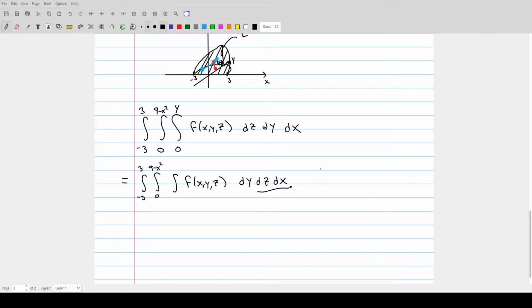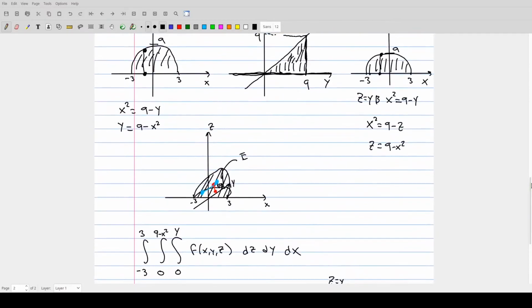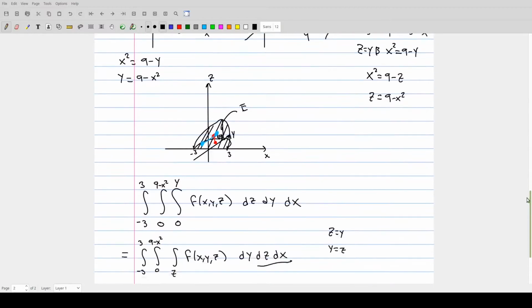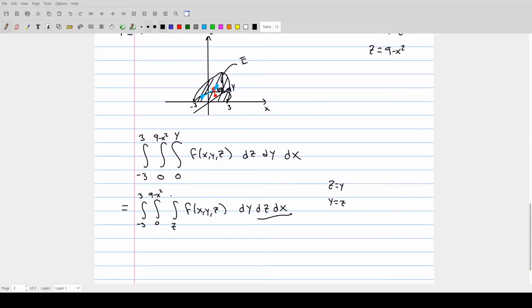So the lower bound for y is the plane z equals y, which is the same thing as y equals z, or y is equal to z for our lower bound. And our upper bound is exactly the parabola, or really it's a parabolic cylinder given by y equals 9 minus x squared. So this is going to be 9 minus x squared.